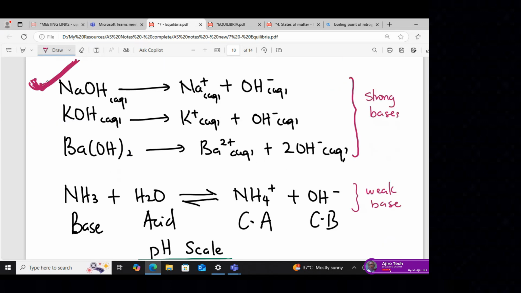Yeah, now can you see? NaOH is one way, strong. But this one goes two ways, weak. If it goes forth and back, it's weak. If it goes one way, it is strong. Is that okay? Yes.